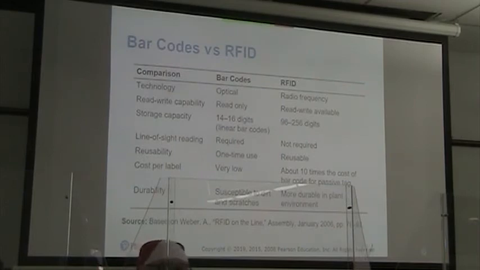Our cost: barcodes are very low cost, and RFID is about 10 times as much cost for a passive tag. As far as durability, barcodes are more susceptible to having dirt, scratches, and accidental marks on them, and RFIDs are more durable. So, okay, that's fine.